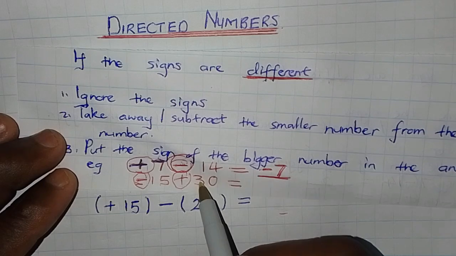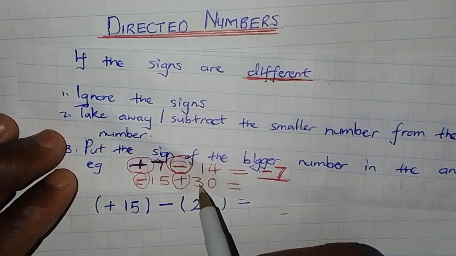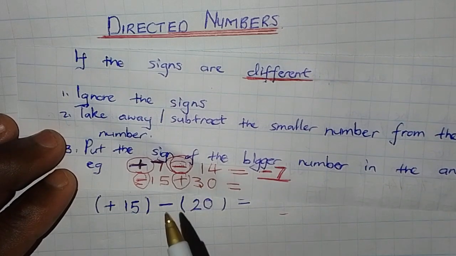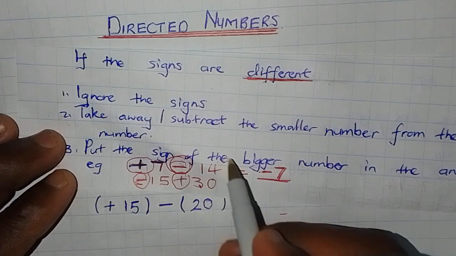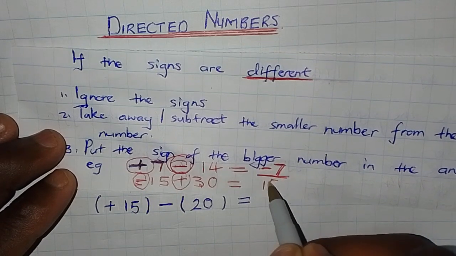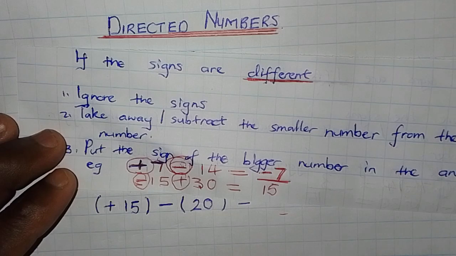The bigger number is 30 here. I'm sure you can see that 30 minus 15. We take away 15 from 30. The answer is 15.